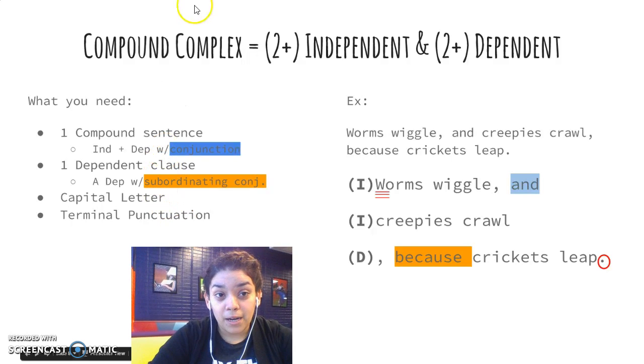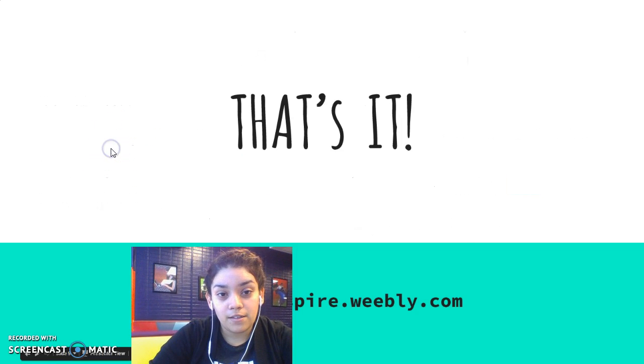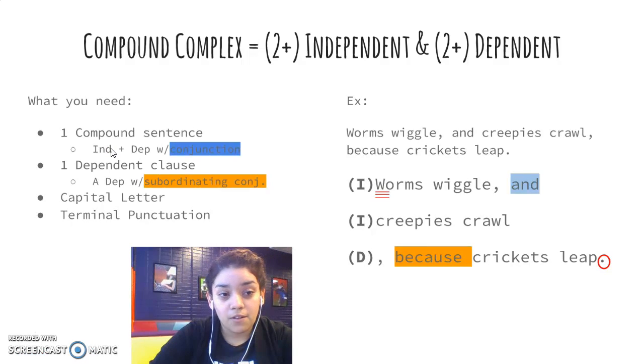So to make a compound complex sentence, you're going to need one compound sentence and another dependent clause. So that means that the compound sentence has an independent clause, another independent clause, and that conjunction, right? And then the dependent clause, of course, is a clause with a subordinating conjunction. You still have your capital letter and your terminal punctuation.